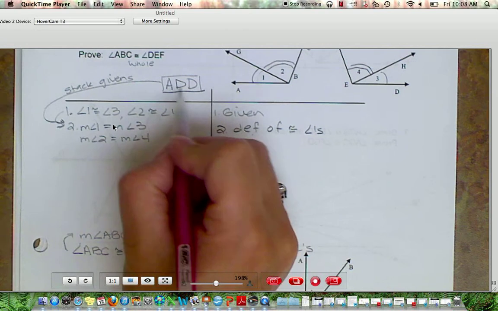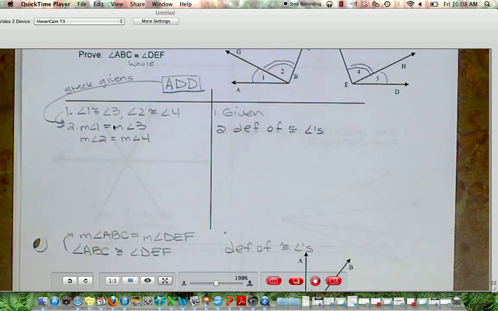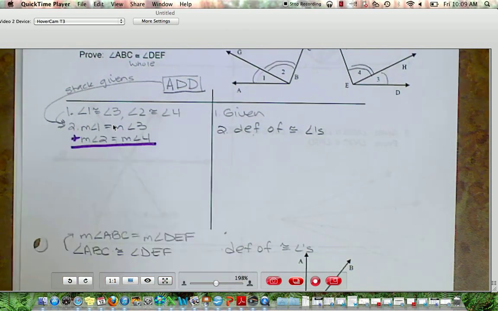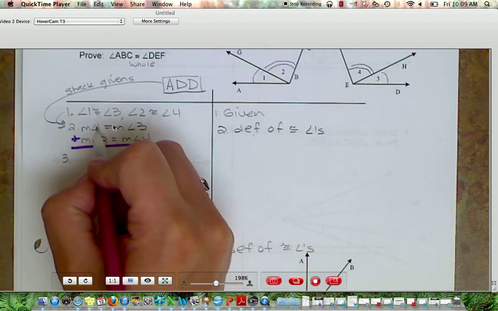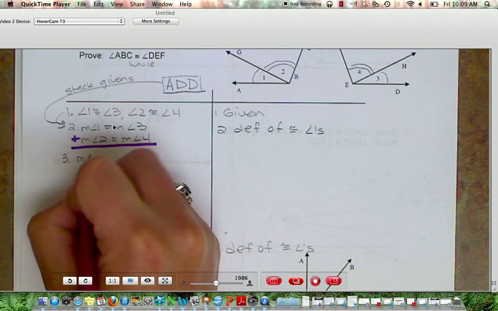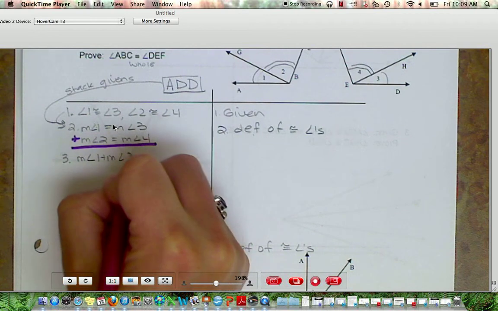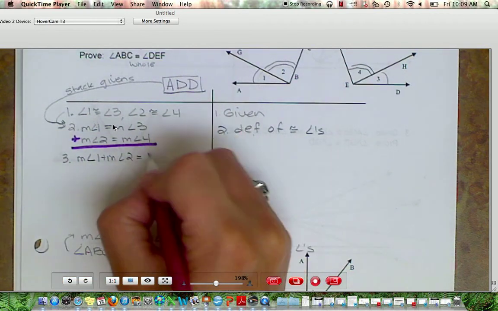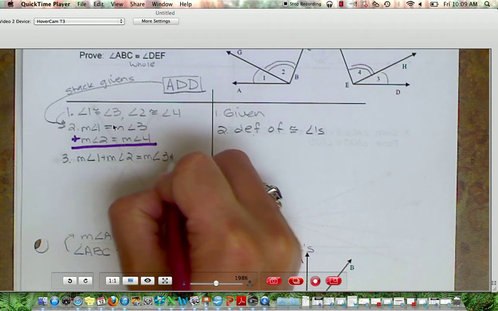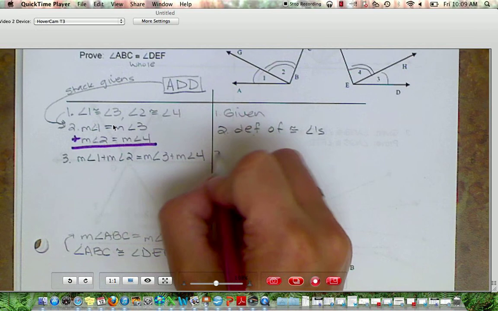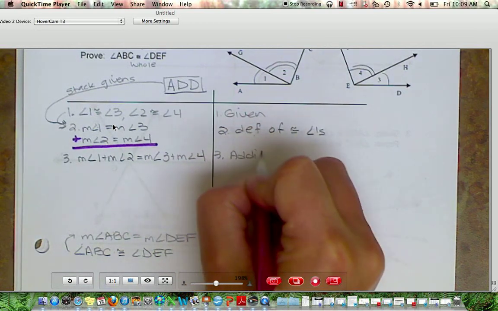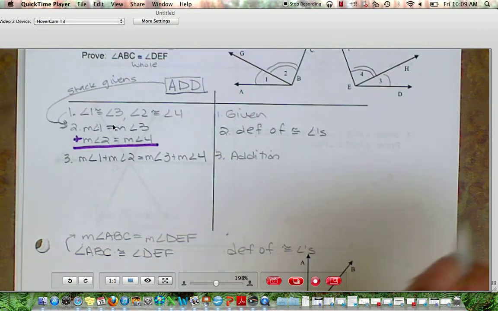Now, this is an addition proof, so that's what we're going to do next. We're going to add down. So when we add down, we just add these two left angles together and we write it horizontally. Measure of angle 1 plus the measure of angle 2, and then we add these two together and write them horizontally. Measure of angle 3 plus the measure of angle 4. And it is a simple addition. And so that's the reason, addition property or just addition.